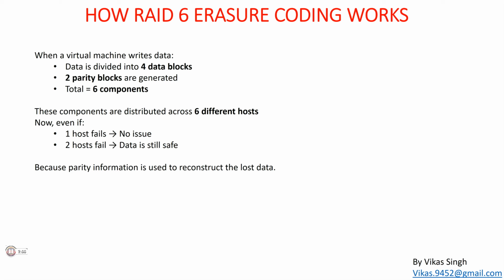Now what happens during a failure? If one host fails, there is no problem. If two hosts fail, there is still no data loss, because the parity information is used to reconstruct the missing data on other hosts. This is the biggest strength of RAID 6, dual failure protection. We are going to see this in the demo, where we will have a virtual machine with six components.